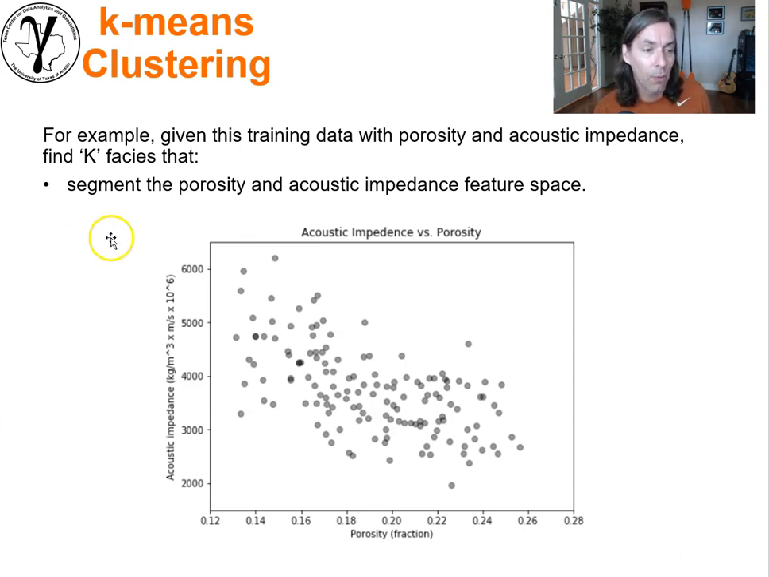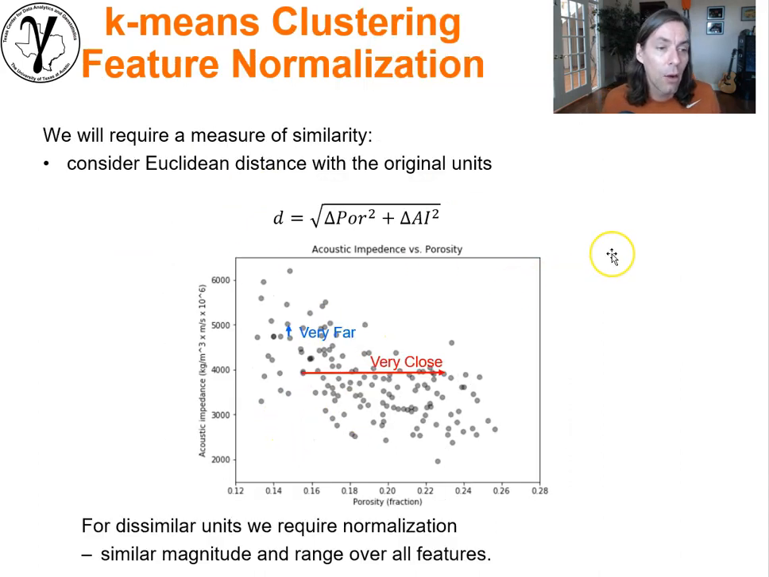So what are we going to do? We're going to have to segment this up so we have multiple groups or rock types that we can work with. Now we're going to have to consider a measure of similarity. Now our example is pretty straightforward. We're going to use our regular equation we would use for Euclidean distance if we had x and y and we're working in 2 dimensions.